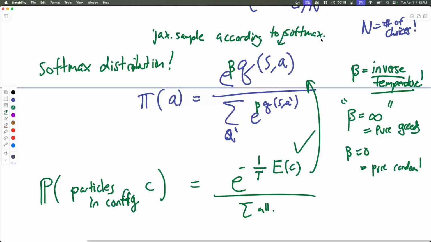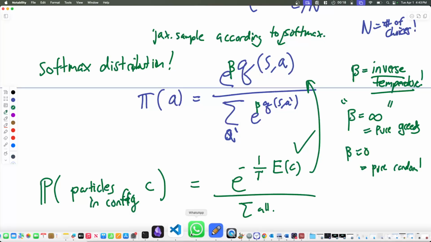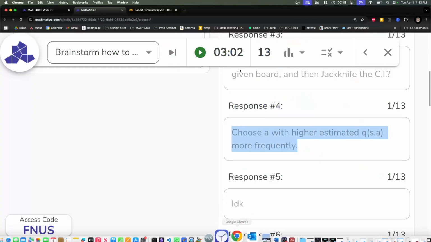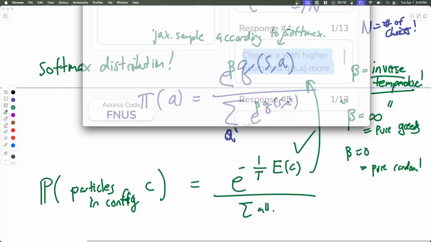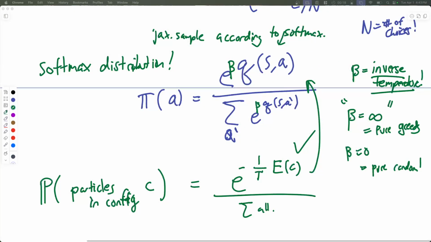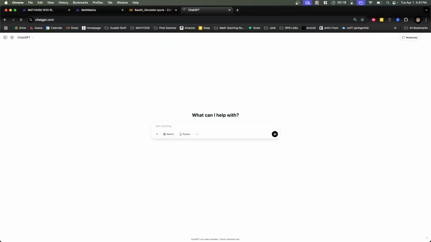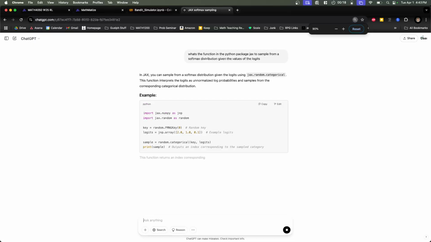Should we? Oh yeah, this will be fun. Let's go ask ChatGPT what it is. Let's see if I can ask ChatGPT. All right, what's the function in the Python package JAX to sample from a softmax distribution given the values of the logits? So the thing that you're doing the exponent of are the logits.